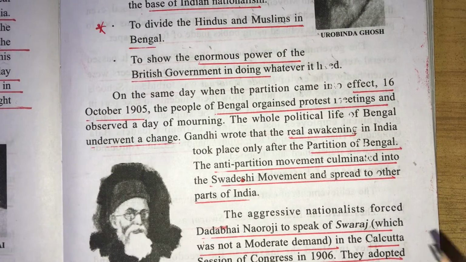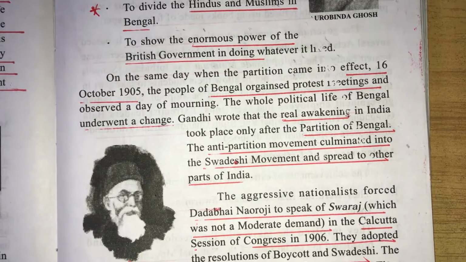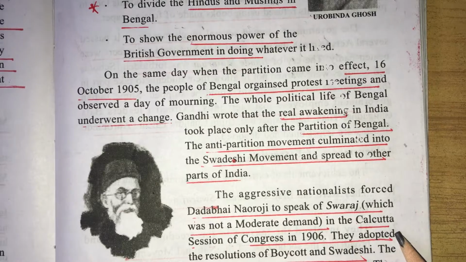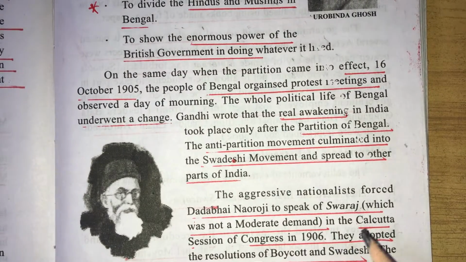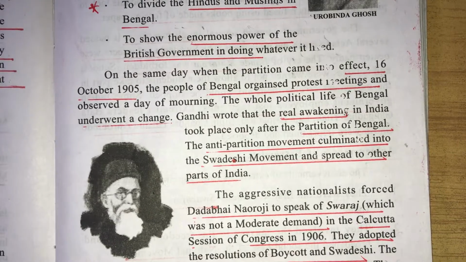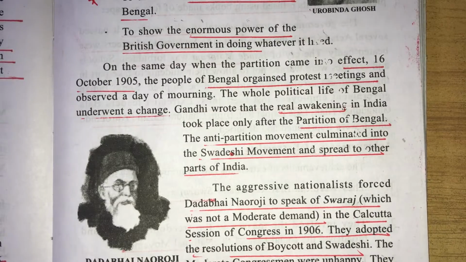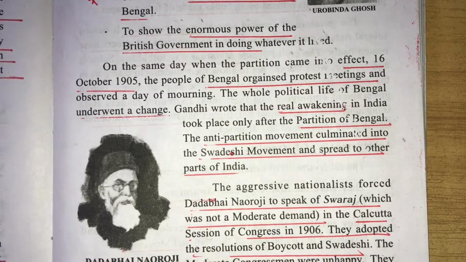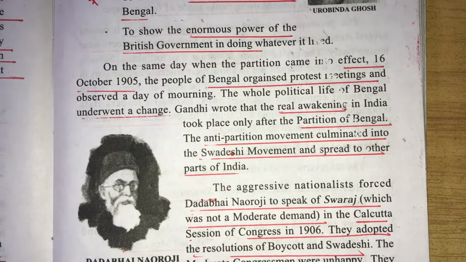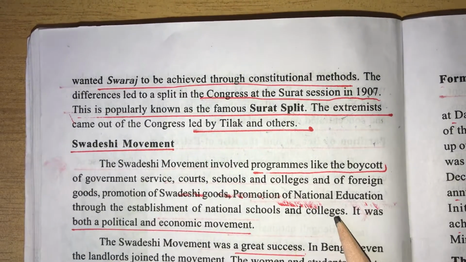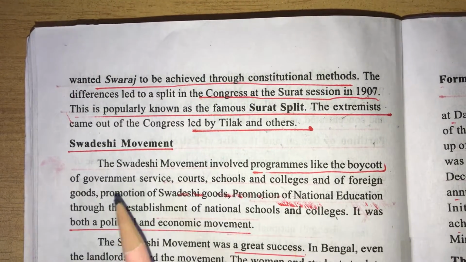The aggressive nationalist extremists forced Dadabhai Naoroji to speak on Swaraj. That was not the idea of the moderates. The moderates said that Swaraj should be achieved through constitutional methods, but the extremists demanded self-government.